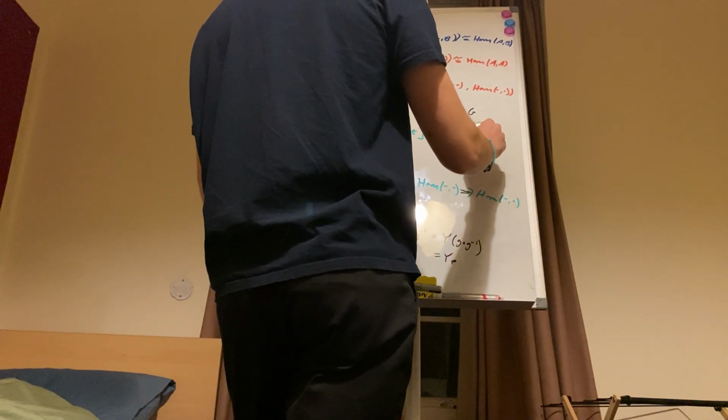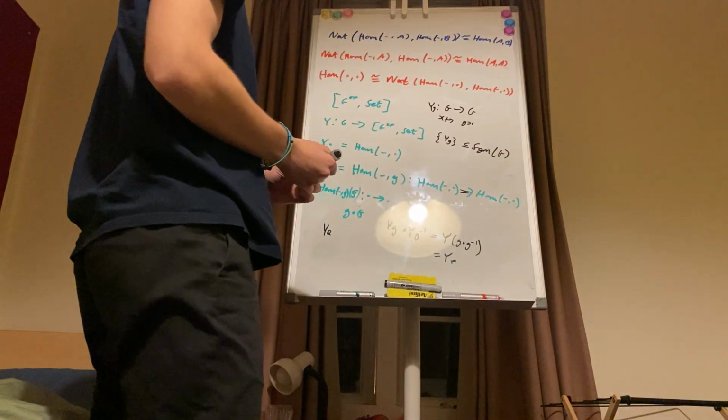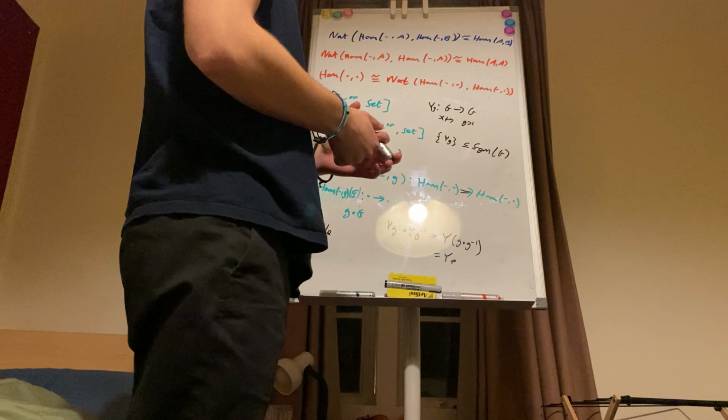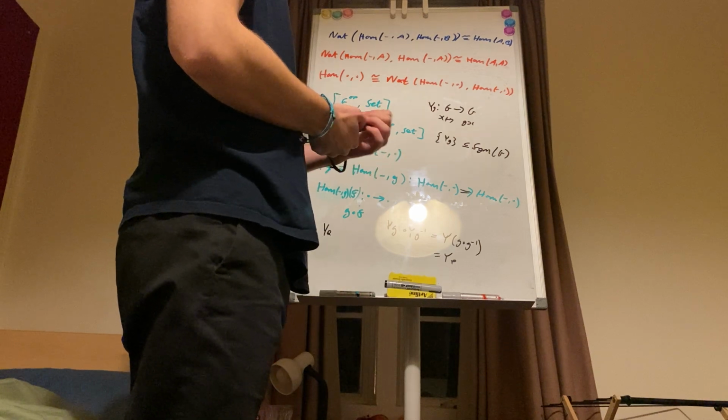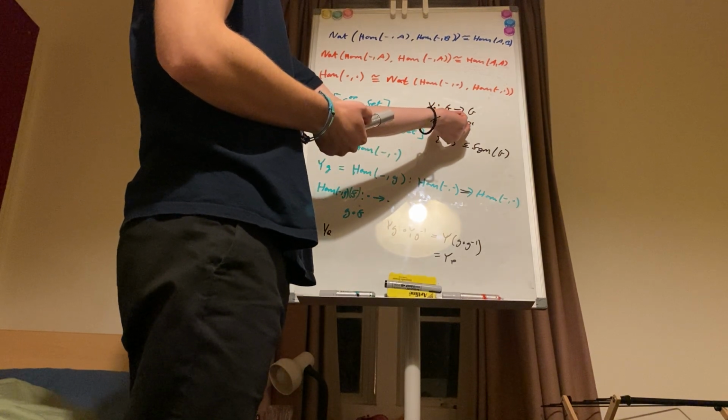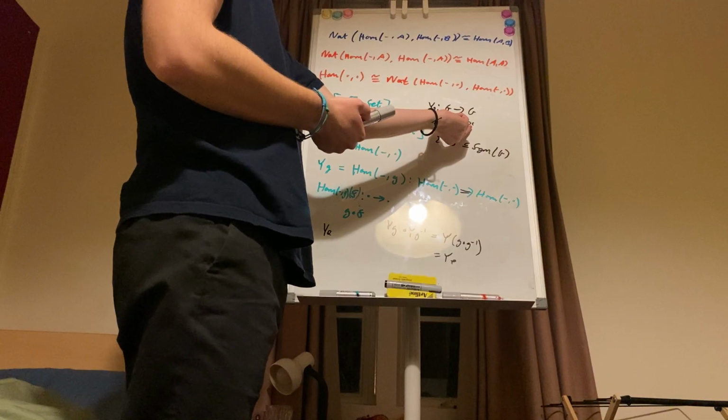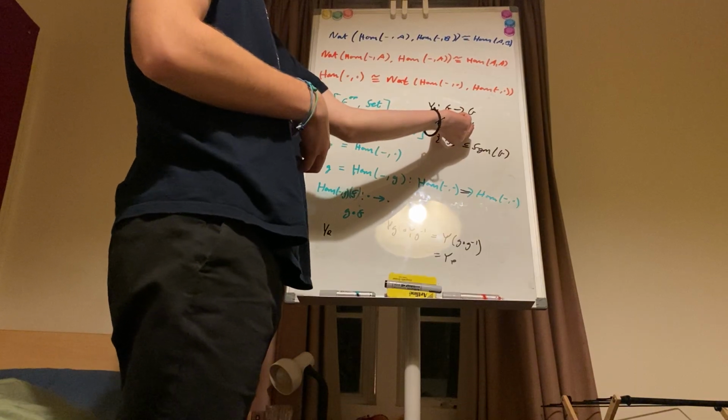And so, in other words, the group of such maps YG is a subset of the symmetric group of G. Why is that? Well, because these maps here are indeed permutations of G.